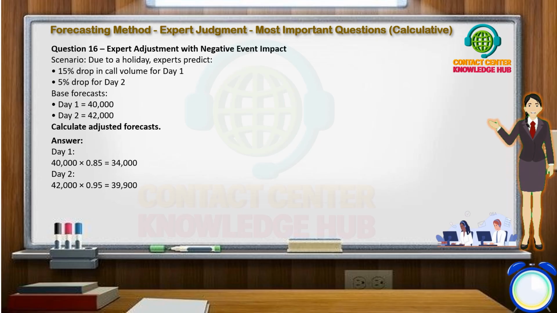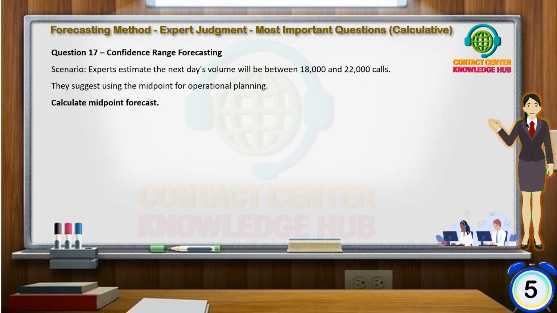Day 2 calculation. Adjusted forecast is equal to 42,000 times 0.95. That equals 39,900 calls. So, Day 2 expert judgment forecast is 39,900 calls. Final answers. Day 1 is equal to 34,000 calls. Day 2 is equal to 39,900 calls. Key takeaway. Negative event adjustments are just as important as surge adjustments. If you don't reduce the forecast for holidays, you risk overstaffing, higher cost, and lower occupancy.